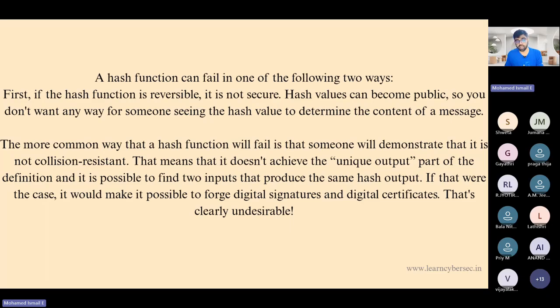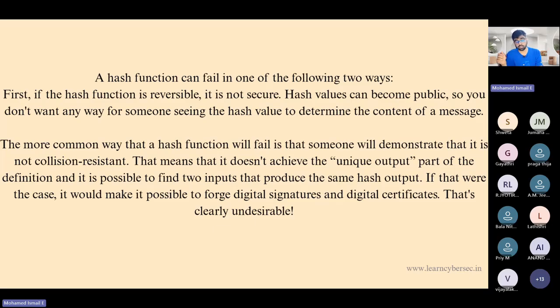So when will a hash function fail? For example, as I said, if someone is able to reverse it. Let's say I put in a 1 MB file, I got the hash value XYZ. If someone puts XYZ in reverse and is able to get that 1 MB file, then hashing has failed, because hashing is a one-way function. No one can do reverse. No one can come back from that XYZ value to that 1 MB file. That is where hashing would fail. That's one way.